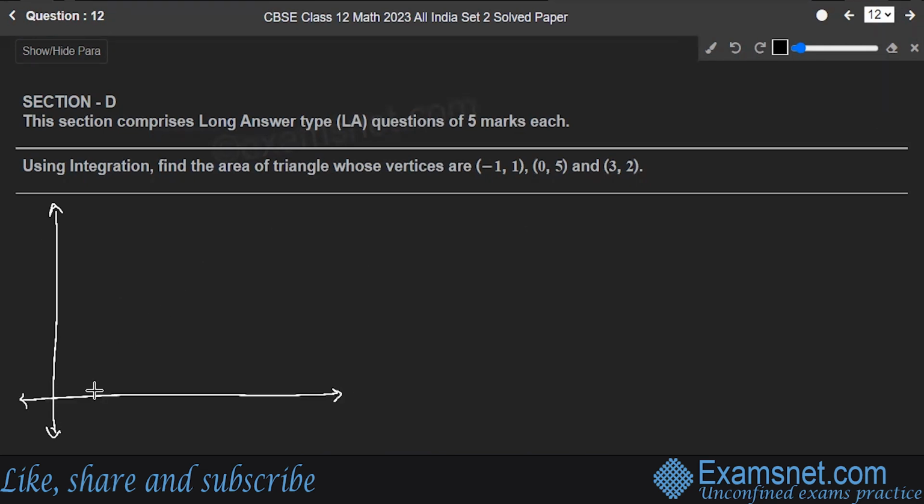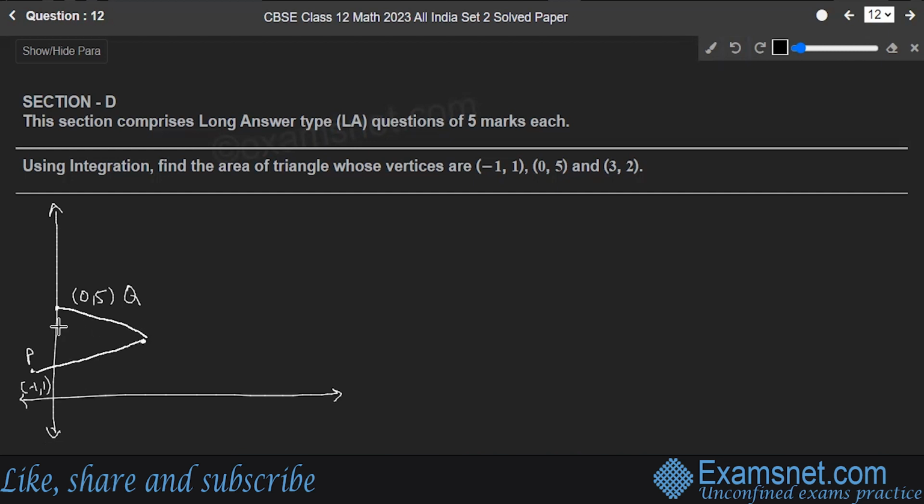Okay, so the first one is minus 1, 1. That's got to be here somewhere, this point, minus 1, 1. Then is 0, comma 5. This will be here around. Let's say this is 0, comma 5. Let's say this is Q and this is P. This is minus 1, comma 1. And then you have 3 and 2. That will be here around. I'm not making it up to the scale, but just a rough idea. Okay, so this is the triangle.